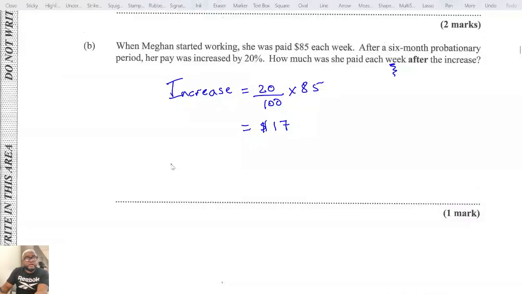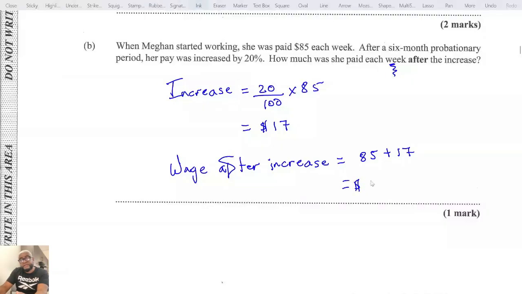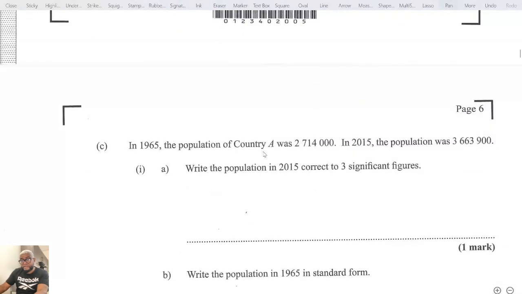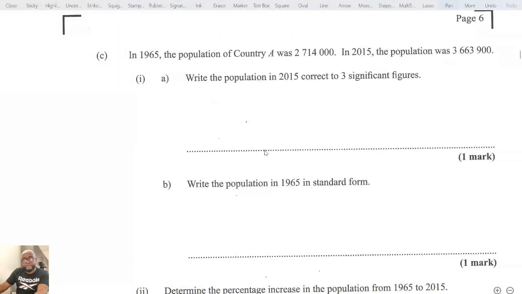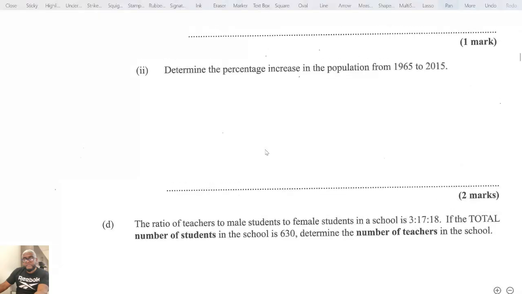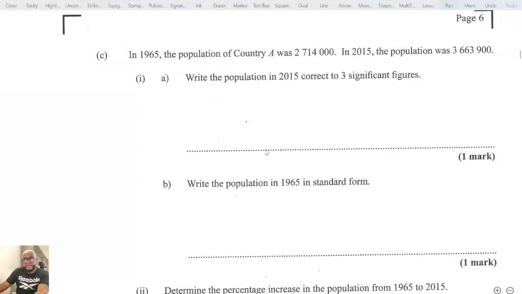So her wage after the increase would be 85 plus 17, which will be 102. That's very simple, right? 1 mark alone for that. You can also just do 120%. Very correct answer. So this is some marks here. 4 marks for all these parts here. So let's go.